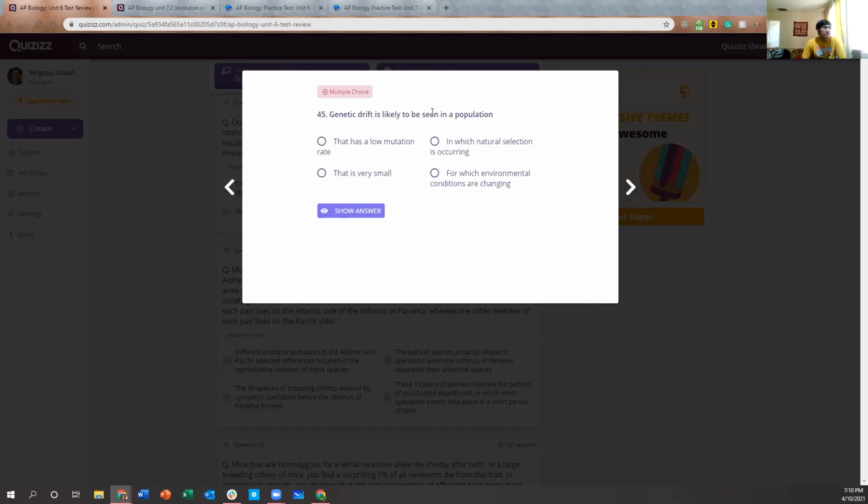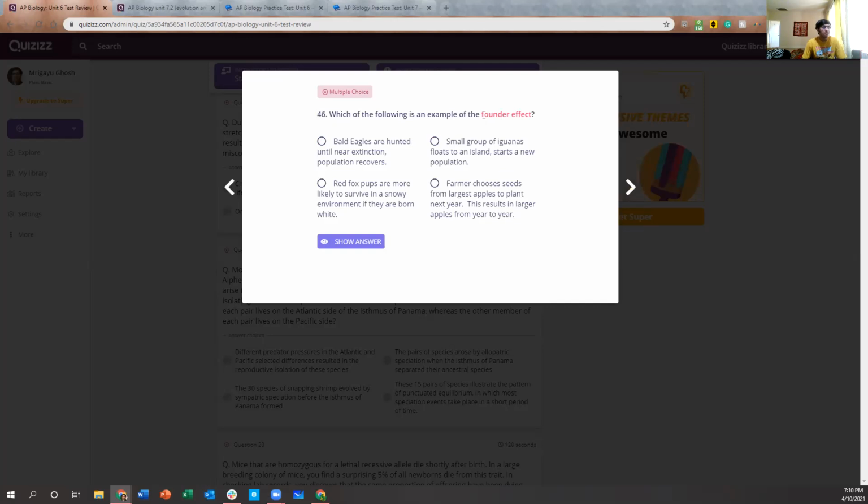Genetic drift is likely to be seen in a population that's small. That's something that we just want to make that association immediately. Small is genetic drift, because you're more likely to have random changes in the allele frequencies when you have a small population.